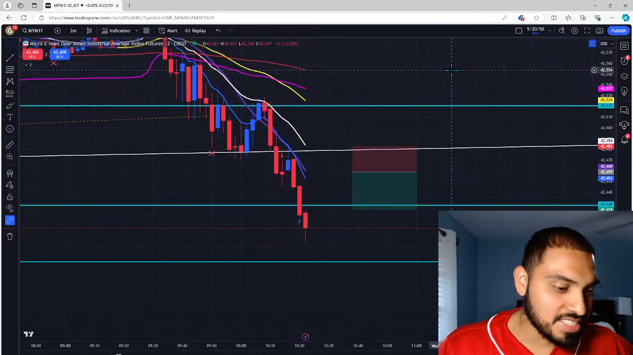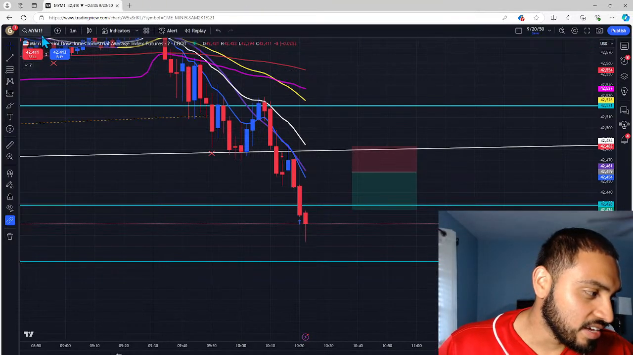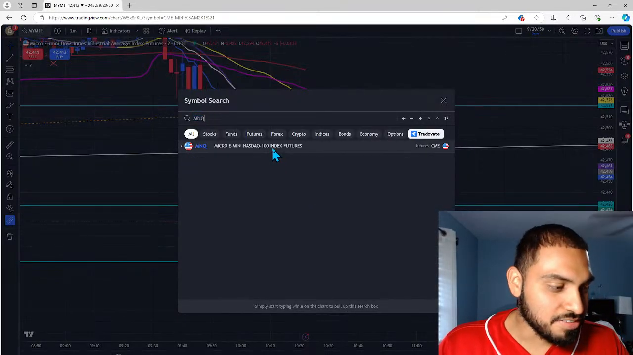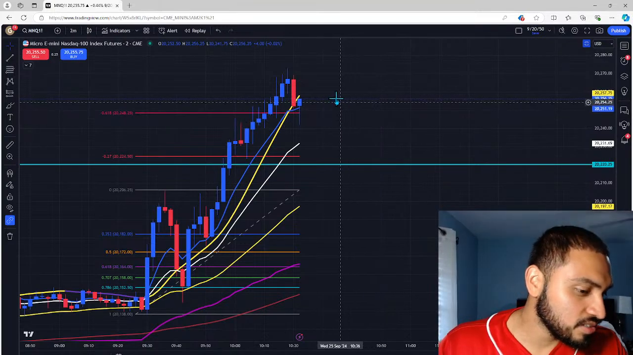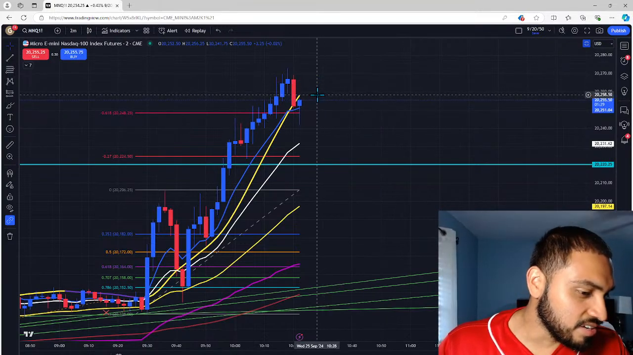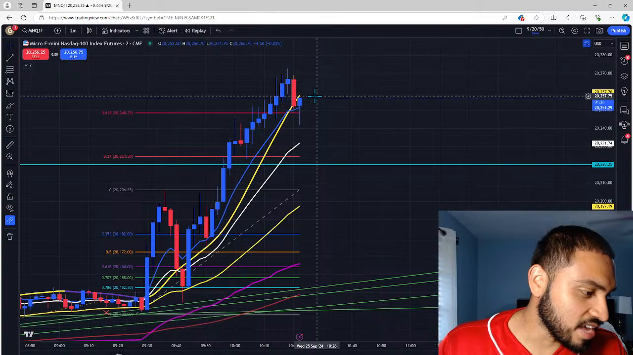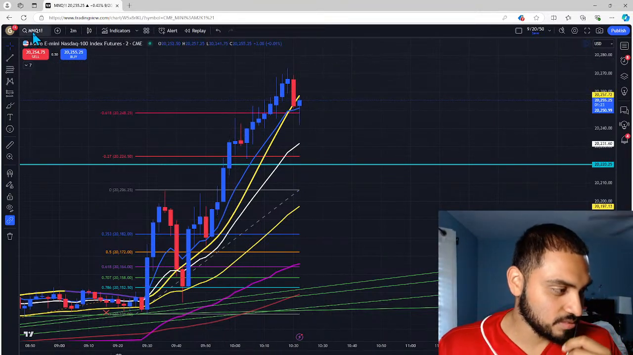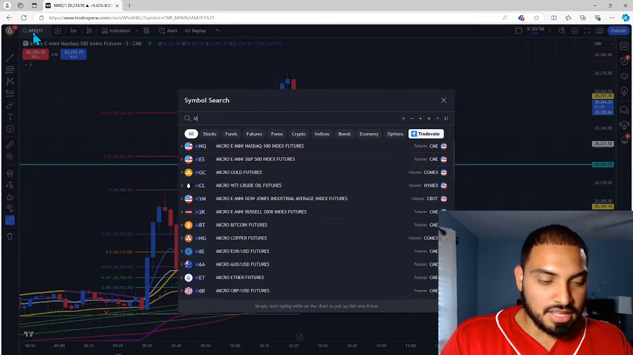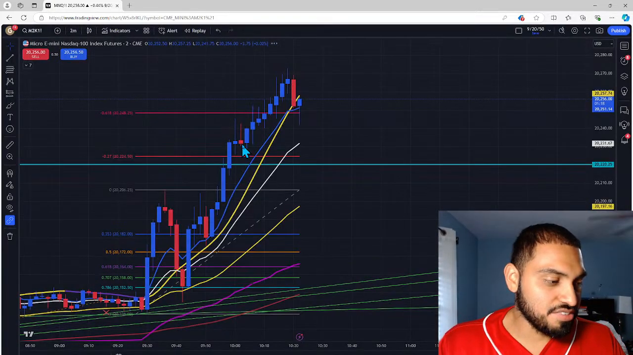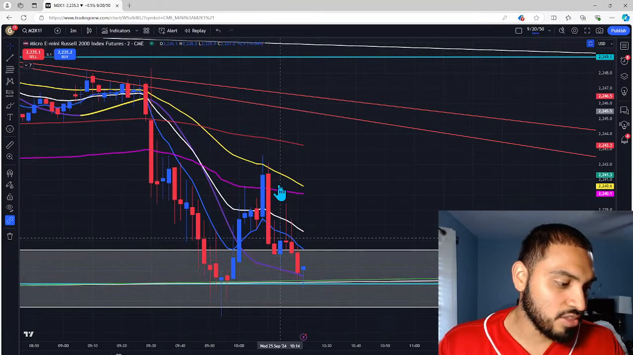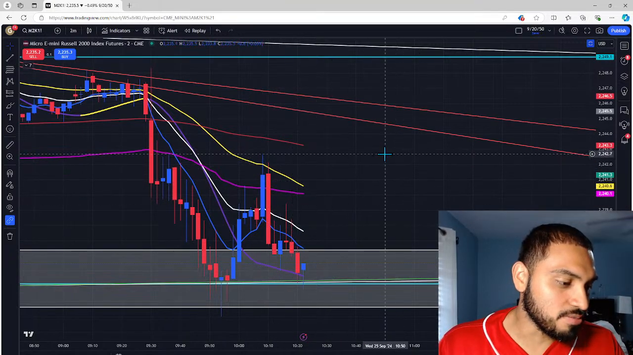Okay, let's take a look at M&Q. Did it finally break that level? It did. 2057, a little bit. Let's go back to the Russell. Did it finally die down? It did. Huge candle, but choppiness on the way down.